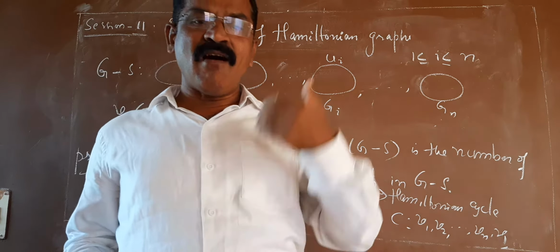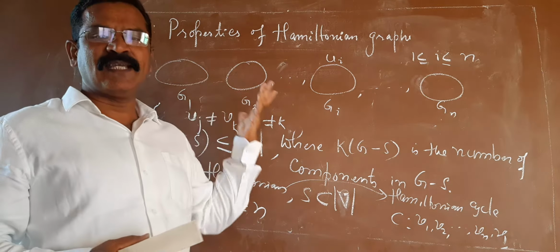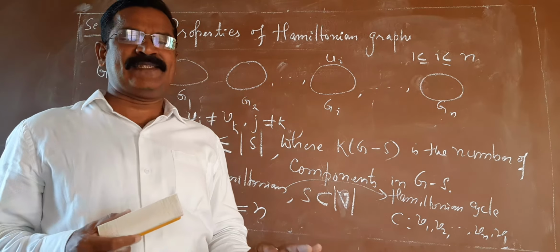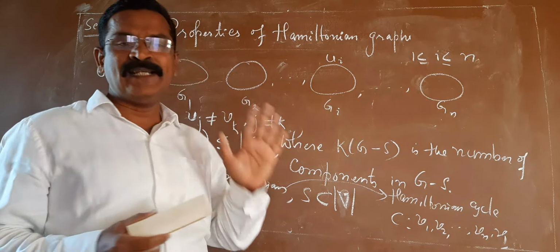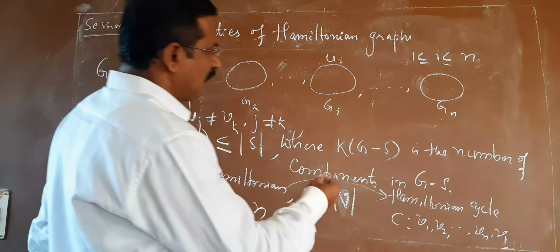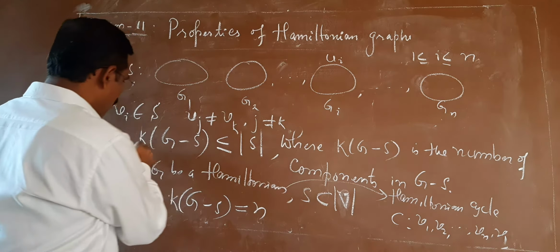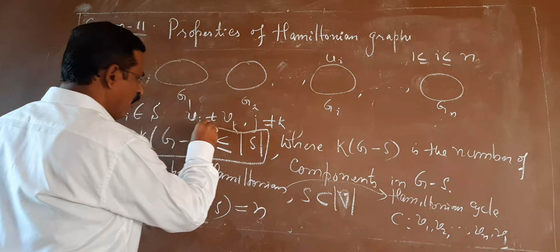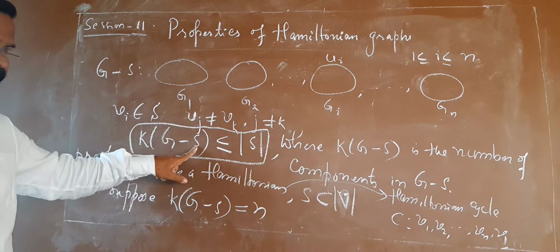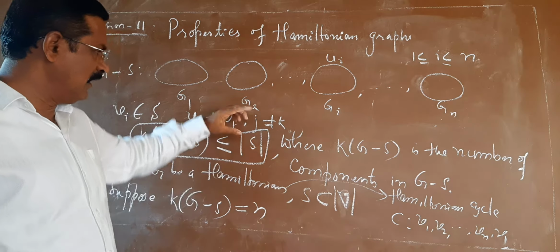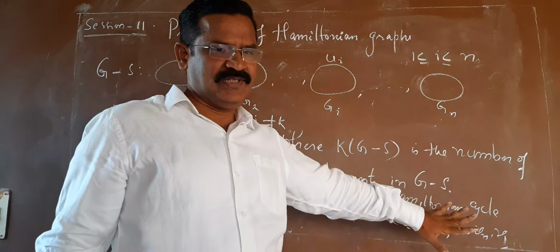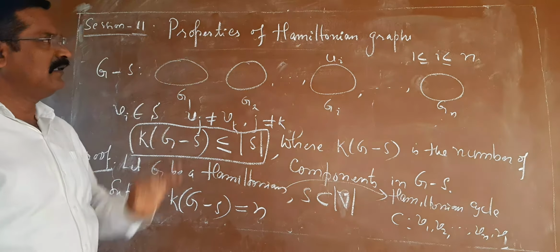Hence, there are at least as many vertices in S as there are components in G minus S. So this concludes the statement: the number of components in G minus S is always less than or equal to the number of elements in S, where S is a proper subset of the vertex set of G. So this is the proof of the theorem.